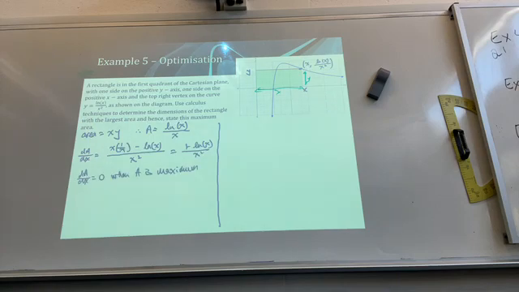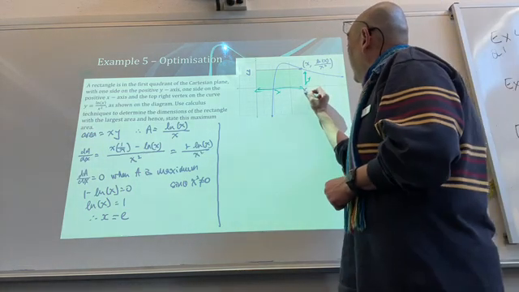dA/dx equals 0 when A is maximum. You know that x squared cannot be 0, correct? Yeah, x can never be 0. So therefore 1 minus log x equals 0. Therefore log x equals 1 and x equals e. So at that point, this is now e.